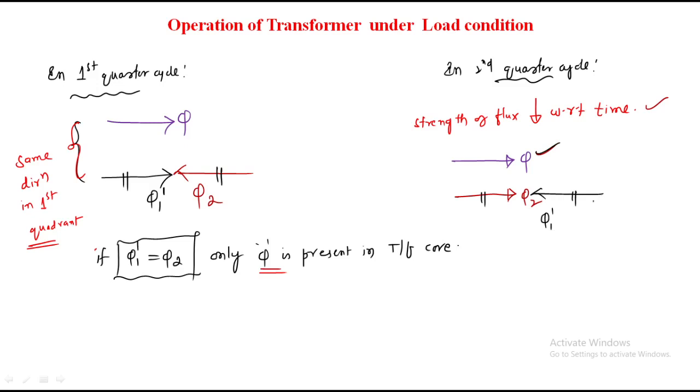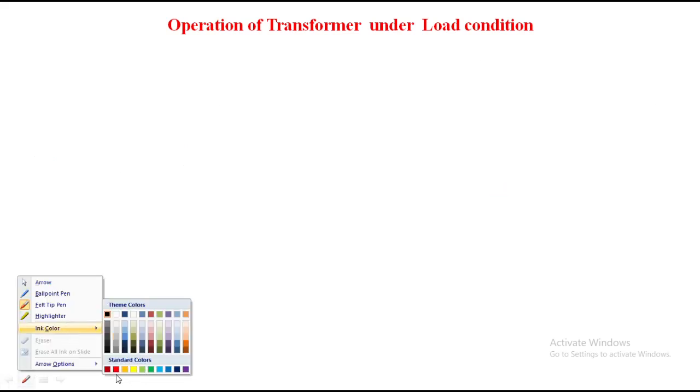Opposite direction. So depending upon the quarter, we are going to get different directions of phi and phi 1 dash. In the first quarter cycle, the direction of phi and phi 1 dash should be the same, but in the second quarter cycle, the direction of phi and phi 1 dash should be opposite. In any case, the function of phi 1 dash is to oppose phi 2 only. In order to nullify it, we have to provide phi 1 dash. That is the case. Like that, you have to analyze the conditions for the third and fourth quarter cycles. So what is the observation here?